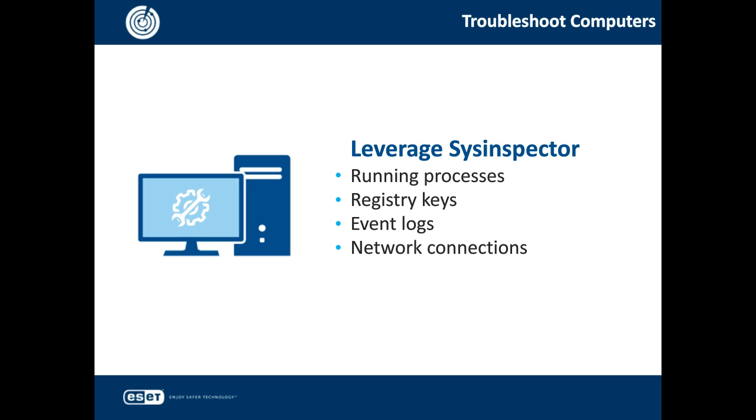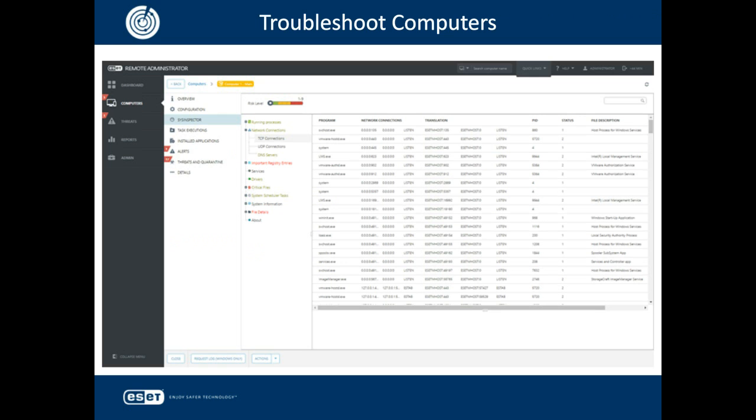Then finally, troubleshooting of computers. The ESET Remote Administrator server allows you to leverage an ESET feature called SysInspector. And SysInspector is built into all of our endpoint products. And it allows you to get a full snapshot into everything about the computer, including running processes, registry keys, event logs, network connections. And so directly from the management server, you can execute a SysInspector log on the remote computer. Then from the management server interface, you can view all of those things that I mentioned.